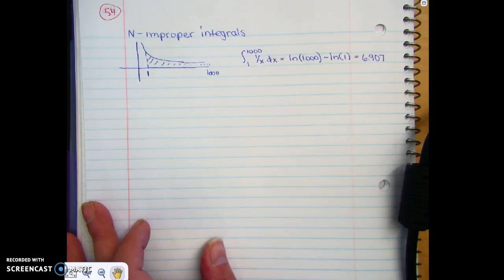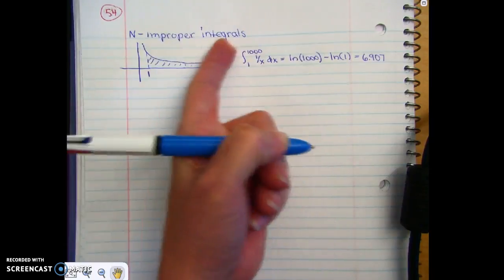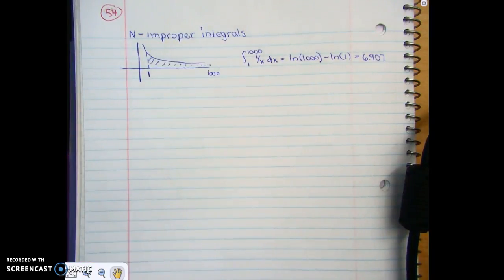Well, that's the question. ln x doesn't have a horizontal asymptote. That's right, it does not. It's slowly increasing, but it's always increasing. I mean, we just kind of convinced ourselves of that, right? So theoretically, this is actually what we're talking about when we talk about an improper integral.